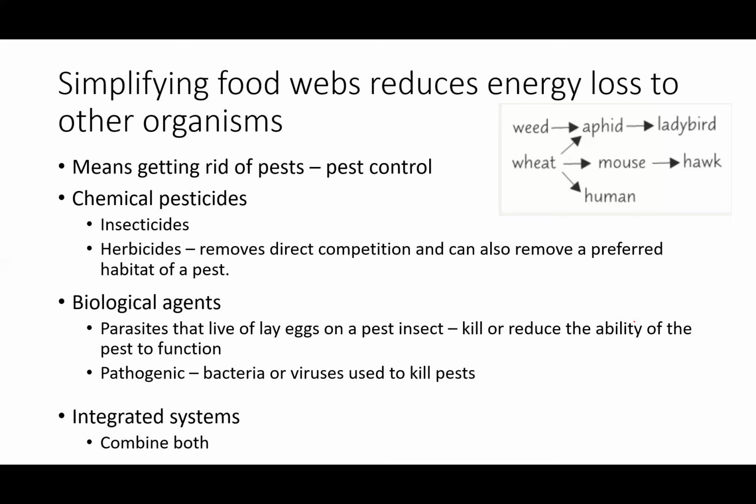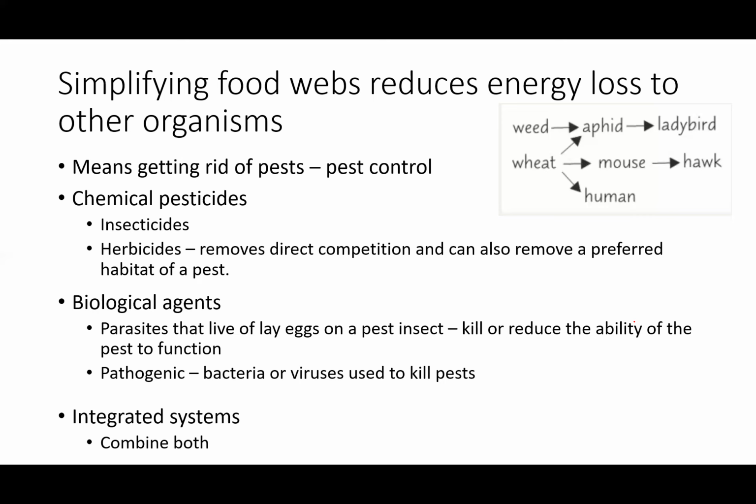We can also introduce natural predators into the ecosystem to eat the pest species. So for example, the ladybirds eat aphids. It's useful, but it doesn't really simplify the food web, so it can sometimes make it a bit more complicated, but it is useful. That's important to remember.